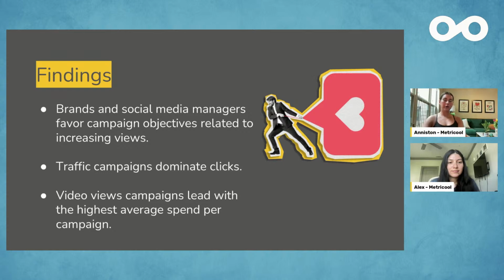Okay, so our overall findings were that brands and social media managers favor campaigns related to increasing views, but traffic campaigns dominate clicks, and video views have the highest average spend, both CPC and CPM per campaign. So whereas video views can generate a lot of impressions and probably higher reach, they're definitely going to be the more expensive campaigns. And if you're trying to especially grow your TikTok account and drive traffic to boost your website, then traffic campaigns could work great. They're not as expensive.